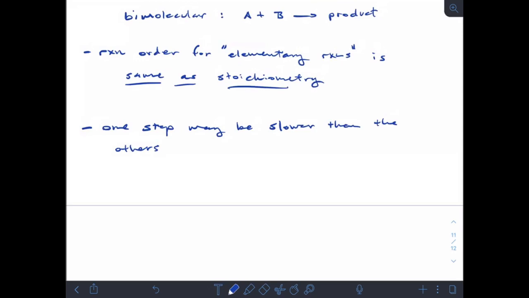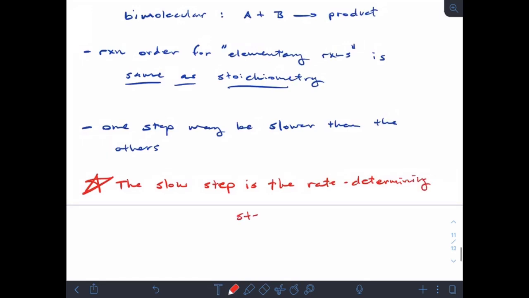What's important about that, and we're going to star this and put it in red because I want everyone to focus on this idea: the slow step is the rate determining step. The entire reaction, the rate of that reaction will be determined by the slow step.